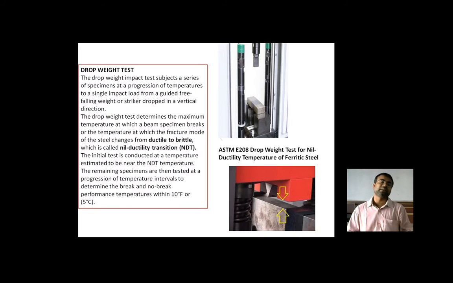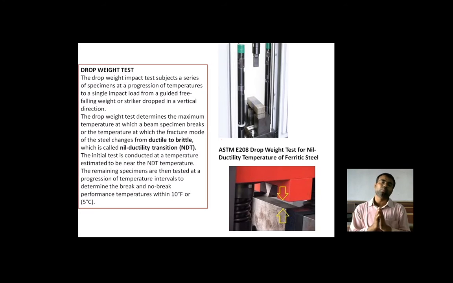As you can see in the figure, there is a standard, ASTM E208, for the drop weight test for nil ductility temperature of ferritic steel. So what is the nil ductility? A drop weight test determines the maximum temperature at which a beam specimen breaks or the temperature at which the fracture mode of the steel changes from ductile to brittle, which is called the nil ductility transition. And that transition is examined by that particular drop weight test, because of the temperature differences. And this is how the whole scenario of the impact test is to be taken care of.